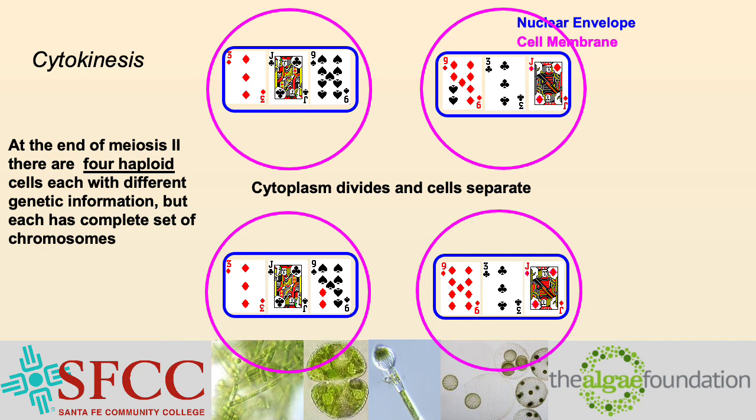But they are different sets of chromosomes. None of the sets of 3s, 9s, and Jacks are the same in any cell. And now meiosis is complete. 1 diploid cell has given rise to 4 haploid daughter cells for reproduction.